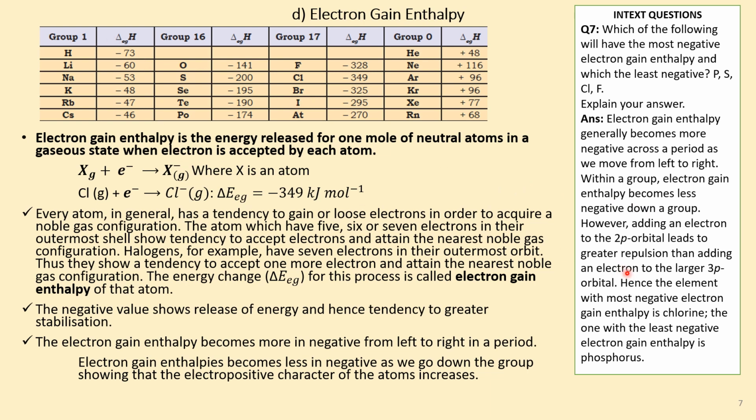However, adding an electron to the small 2p orbital of fluorine leads to greater repulsion than adding an electron to the larger 3p orbital. Hence, the element with the most negative electron gain enthalpy is chlorine, as shown in the table, and the one with the least negative electron gain enthalpy is phosphorus.